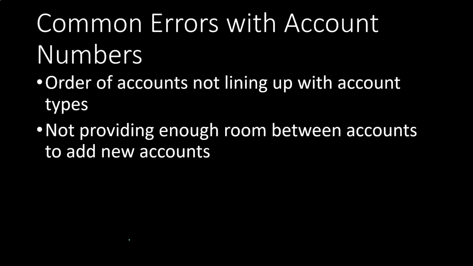Not providing enough room between account numbers to add new accounts. So this is often an issue because we often want to have nice small account numbers. Like you might want to have account numbers with only 3 digits, and you might be able to get away with that. But you typically want more digits, because you want to make sure that you're adding enough room within the accounts.